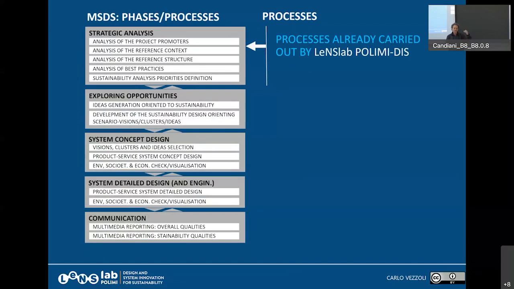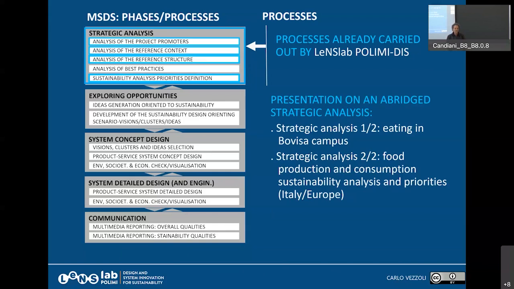You remember there were some phases: strategic analysis, exploring opportunities, system concept design, system detailed design or engineering, and then communication, okay? Some of the processes have been already made by us, and that was actually presented the other time by Lorenzo. It was an abridged strategic analysis, not a long one, okay? It was simplified, but anyhow enough for our working purposes.